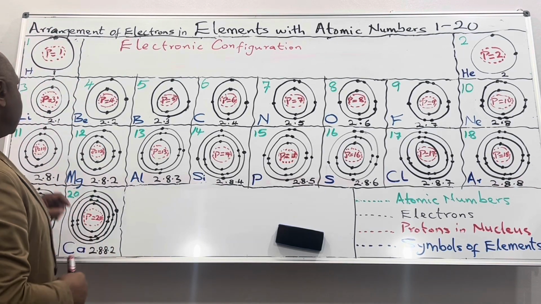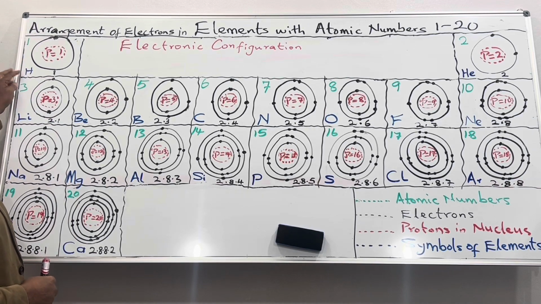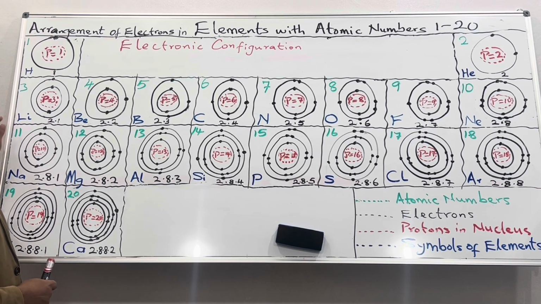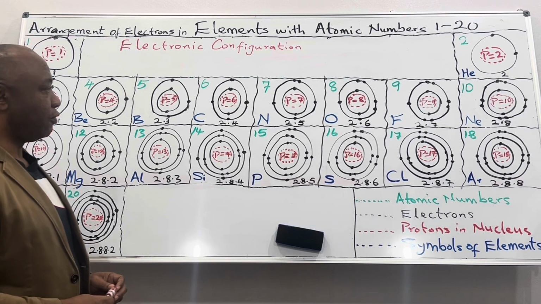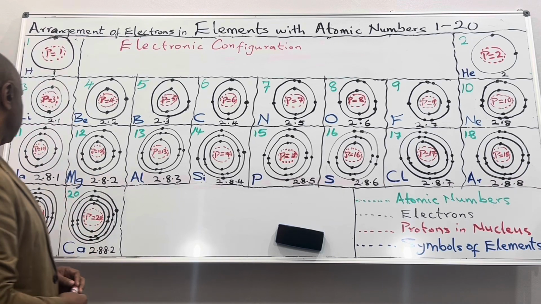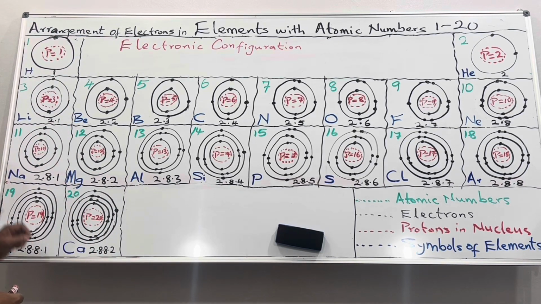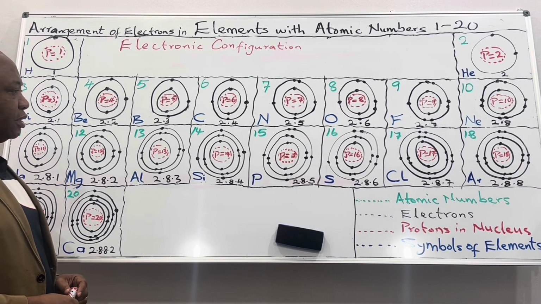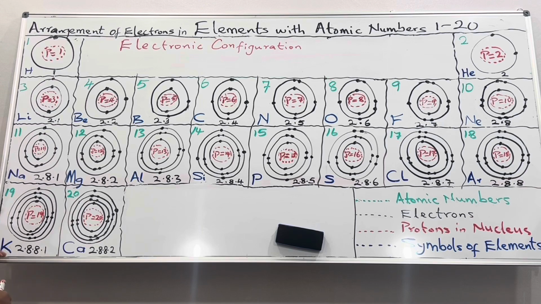Atomic number 1 is for hydrogen, 2 is for helium, 3 is for lithium, 4 for beryllium, 5 boron, 6 carbon, 7 nitrogen, 8 oxygen, 9 fluorine, 10 neon, 11 sodium, 12 magnesium, 13 aluminium, 14 silicon, 15 phosphorus, 16 sulfur, 17 chlorine, 18 argon, 19 potassium, 20 calcium.